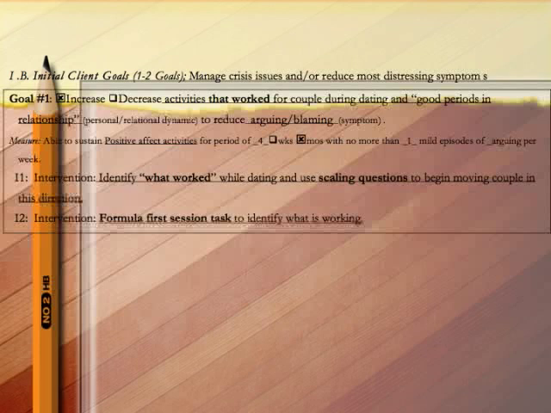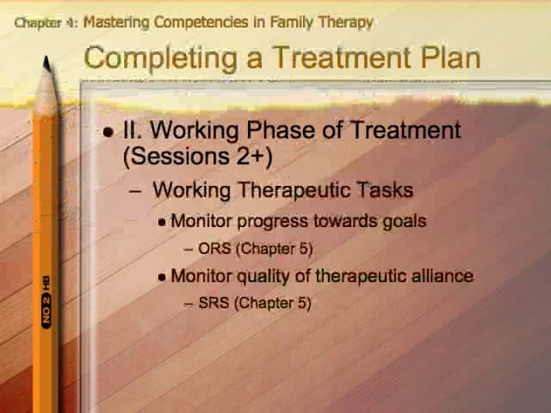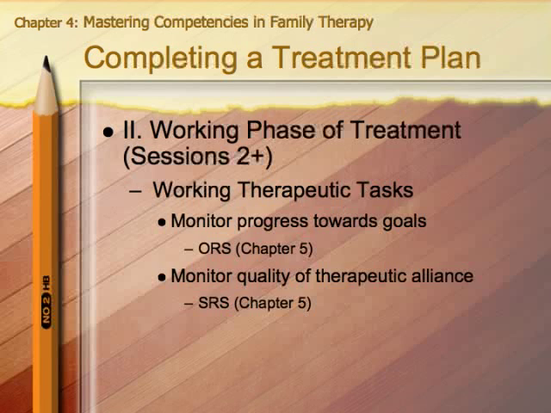And then again, using solution-focused interventions, things like identifying what worked and scaling questions to move them forward with this. Using the formula first session task is another technique they can use to support themselves in this first stage goal. So the next part of the treatment plan addresses the working phase of treatment and the therapeutic tasks, which are namely monitoring progress towards the goal and monitoring the therapeutic alliance.